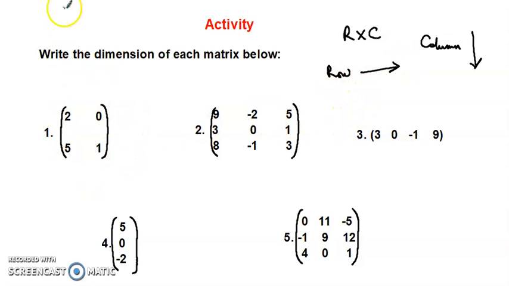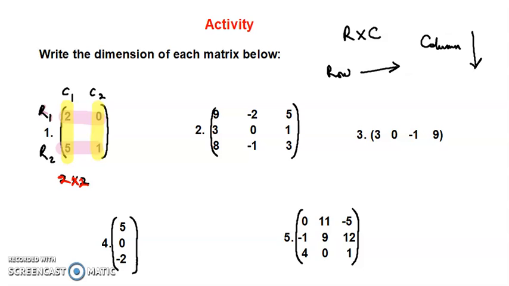Alright, so let's look at the first one now. Let's count the number of rows that we have here. 1, 2. So this is row 1, and this is row 2. Let's now count the number of columns, from top to bottom. Column 1, column 2. So we can put this as C1, C2. So 2 rows, 2 columns. So the dimension of this matrix is a 2 by 2. Dimension or the size, a 2 by 2.